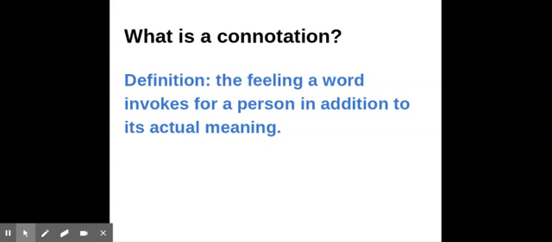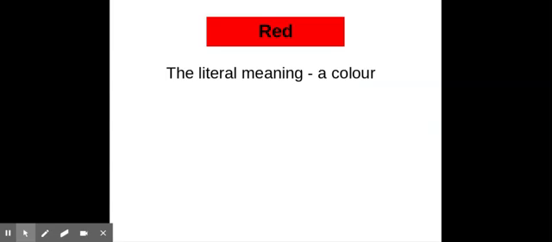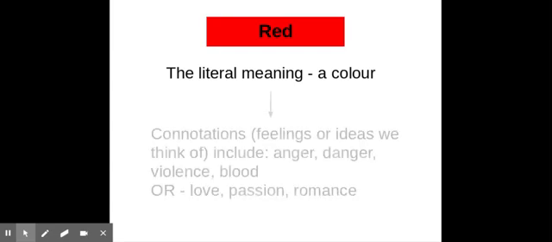Okay, every word's got a meaning. Chair, table, flower. Every word's got a meaning, but what does it make us feel at the same time? I'll give you an example. So red. Okay, the literal meaning is that red is a color, and it's just a way of describing the shade of a certain item. Very literal. But what feeling does that invoke for us?